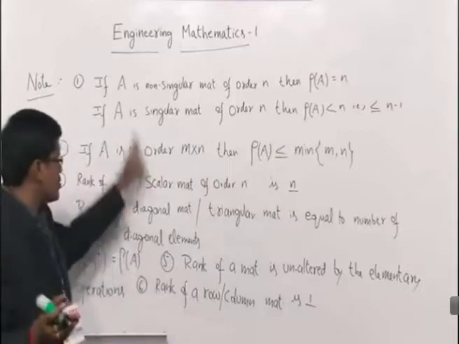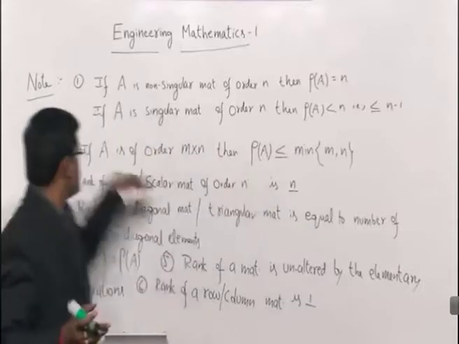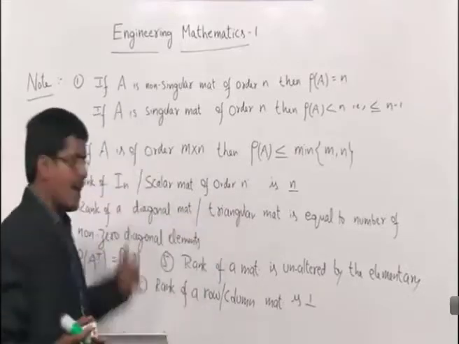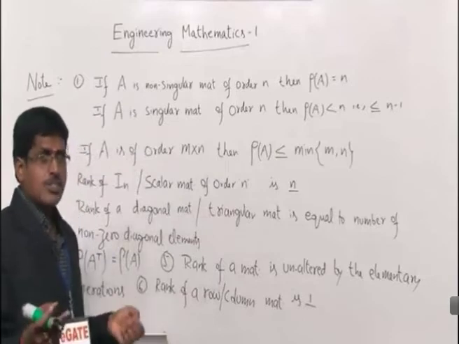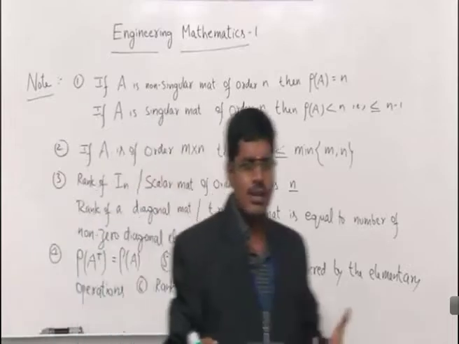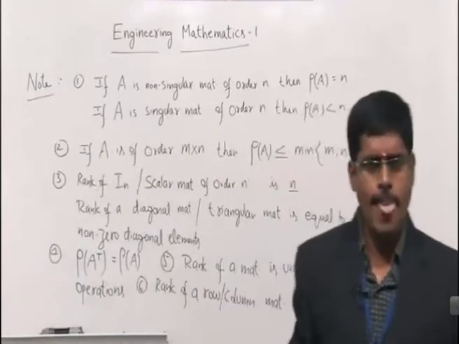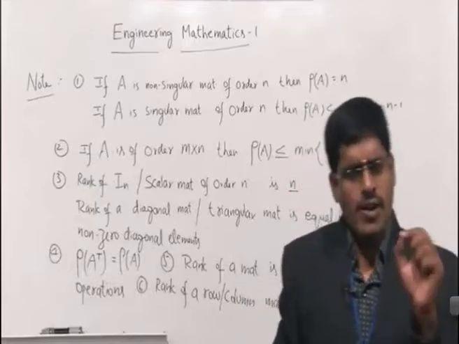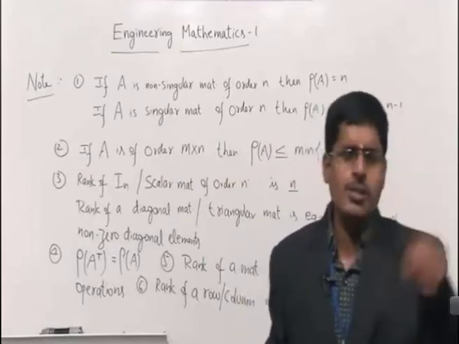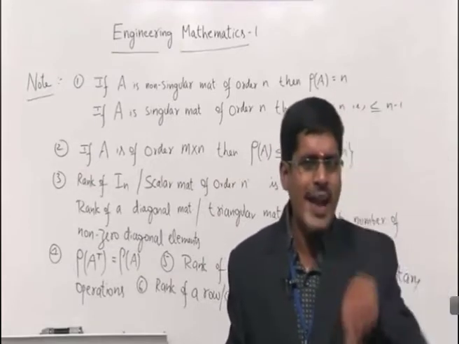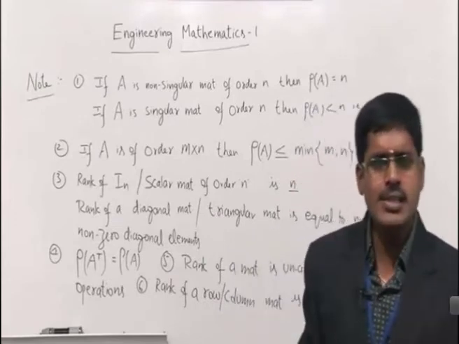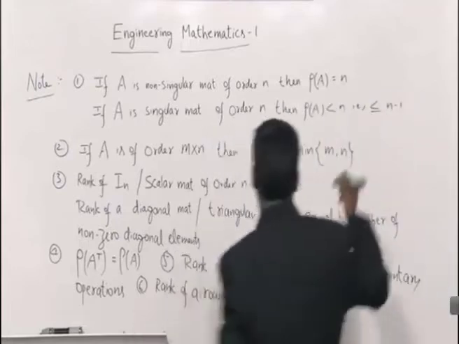Rank of the identity matrix, I told you, and of a scalar matrix of order n is n because the determinant is not equal to 0, which came from this point only. Rank of a diagonal matrix or triangular matrix, you know, is the number of non-zero diagonal elements. Why? Because if one diagonal element is 0, then the determinant is equal to 0. In a 3 by 3 matrix, if all 3 diagonal elements are not equal to 0, then the determinant is not equal to 0 and the rank is 3. In a 3 by 3 diagonal matrix, if one diagonal element is 0, the 2 other elements are non-zero. Definitely there is a 2 by 2 submatrix whose determinant is not equal to 0. That means the rank of a diagonal or triangular matrix is equal to the number of non-zero diagonal elements.